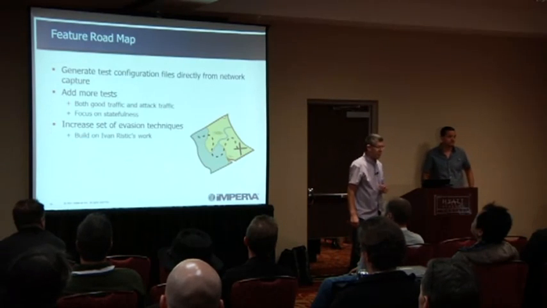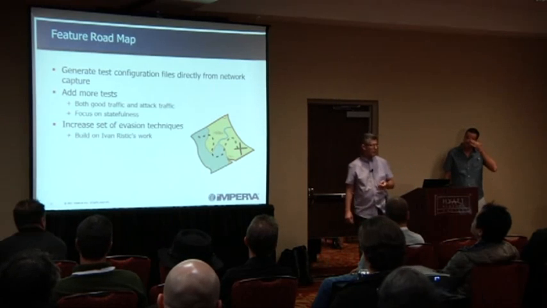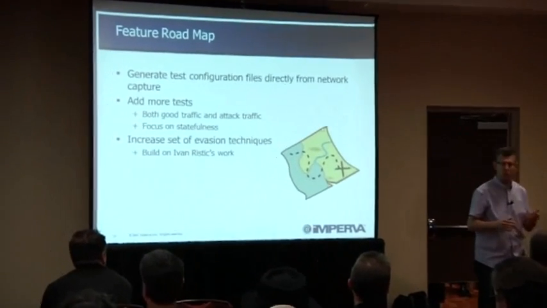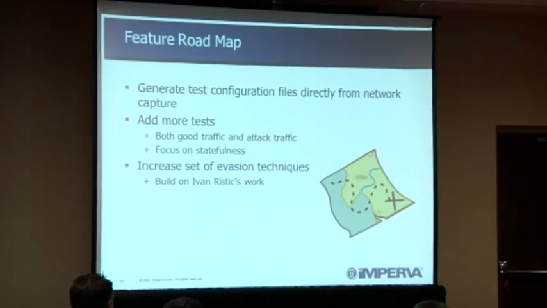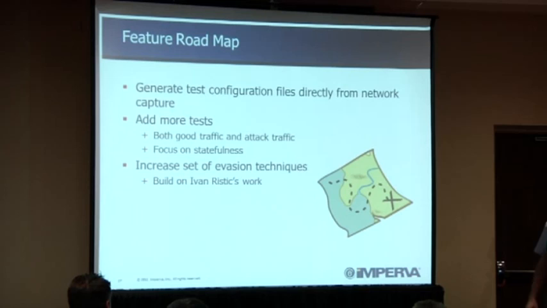Some of the things that we want to add to the framework that are not there yet: we want to generate test configuration files directly from network captures. It would allow us to grow the test base more easily. And we'd like to add more tests, especially around stateful vulnerabilities, and also increase our test base of good traffic. And last but not least, we would really like to add more evasion techniques and really cover all those techniques that have been discussed by Ivan Ristic in his paper.